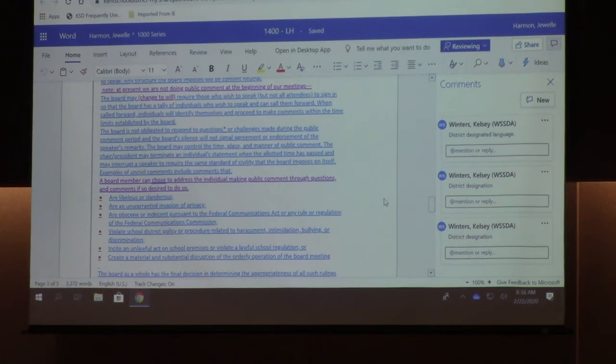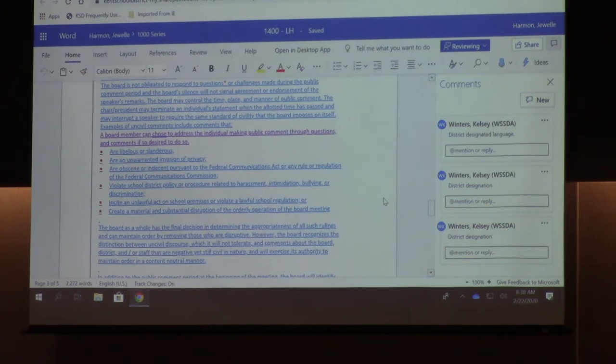Oh, I had another comment. Yep, you did. Oh, I'm sorry. Nope, I got you. Here we are. A board member can choose to address the individual making public comments through questions and comments if so desired. That's what I wanted to add.